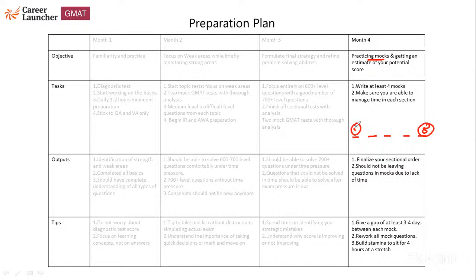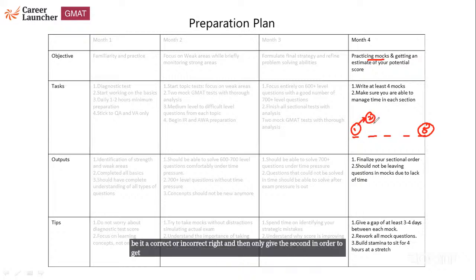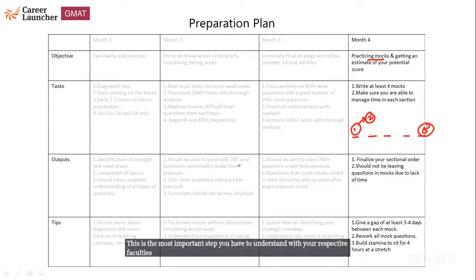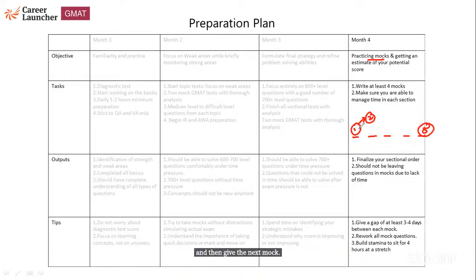So see to it that when you give the first mock, you understand and analyze each and every question carefully, be it correct or incorrect, right? And then only give the second, in order to get an increment in the score. Otherwise, the score remains stagnant. This is the most important step. You have to understand with your respective faculties and then give the next mock in order to get an increment in the score.